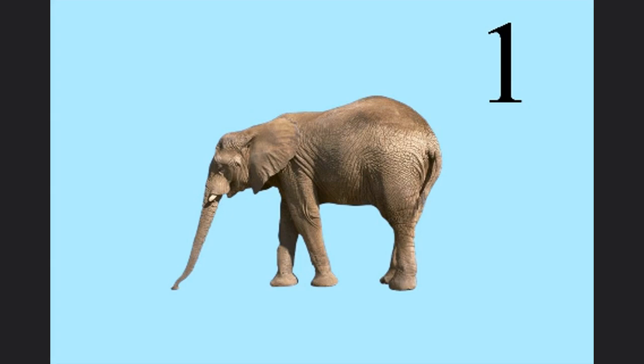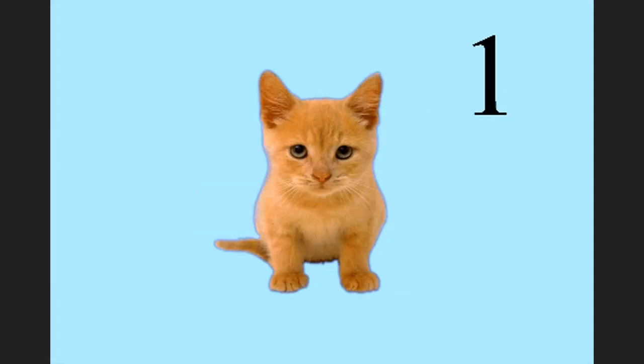How many elephants are there? There is 1. 1 elephant. And we have 1 cat. There is 1 kitten.